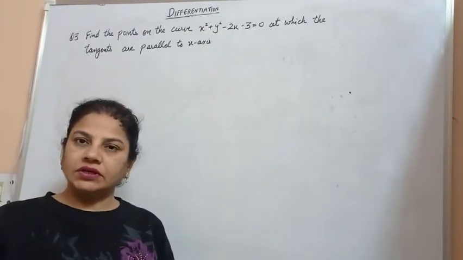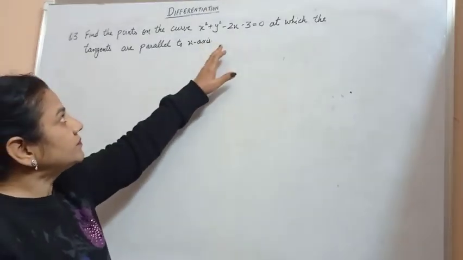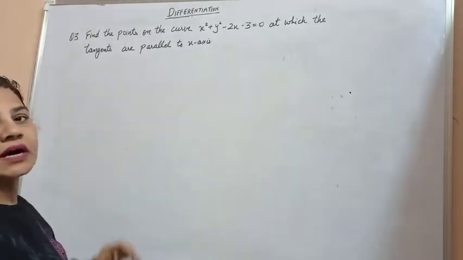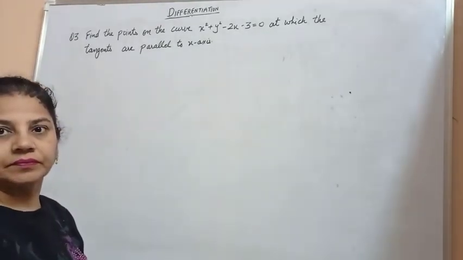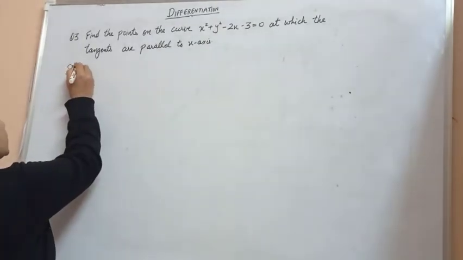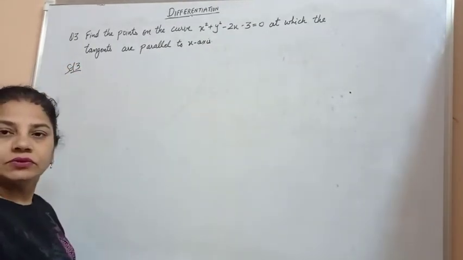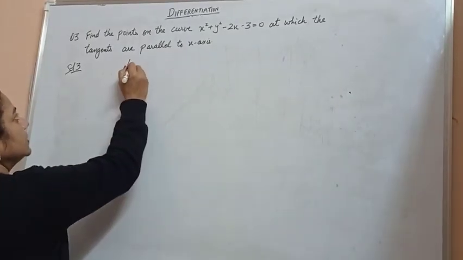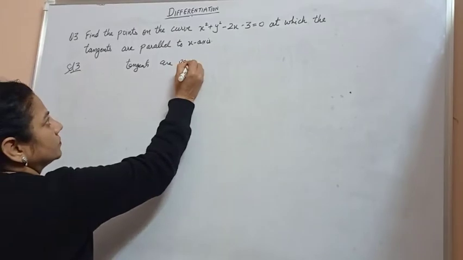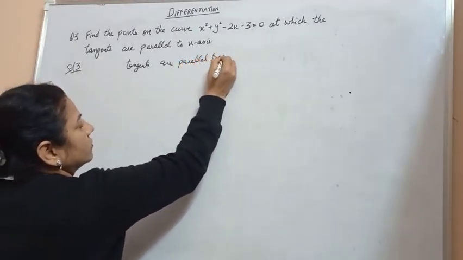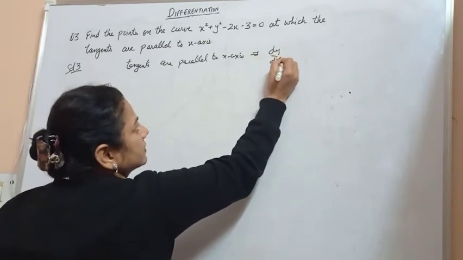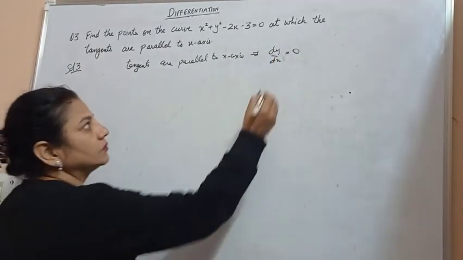Find the points on the curve x square plus y square minus 2x minus 3 is equal to 0, at which the tangents are parallel to the x-axis. We know that when the tangent is parallel to the x-axis, that means dy by dx is equal to 0. The slope of tangent is equal to 0.